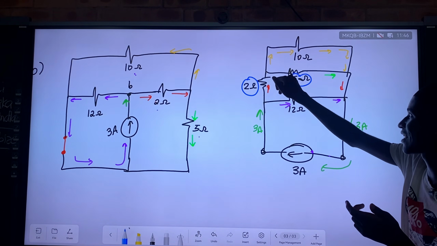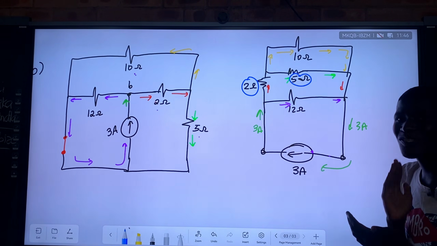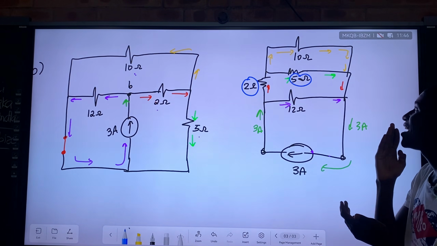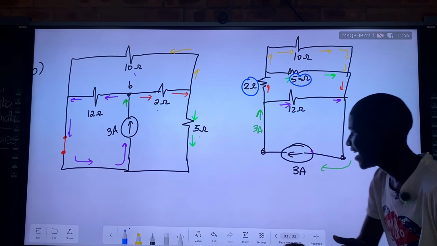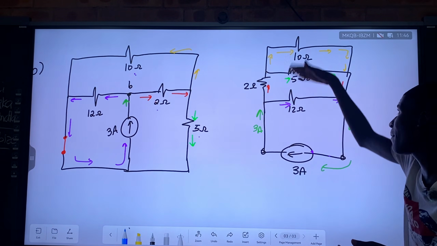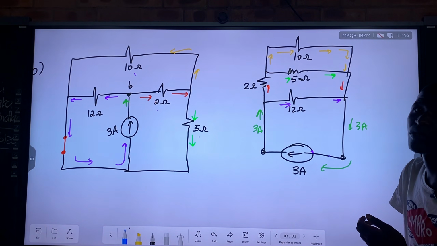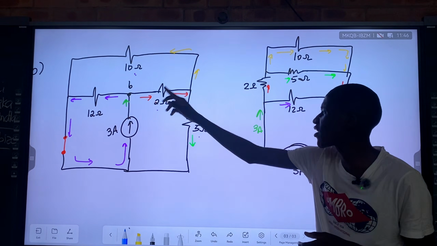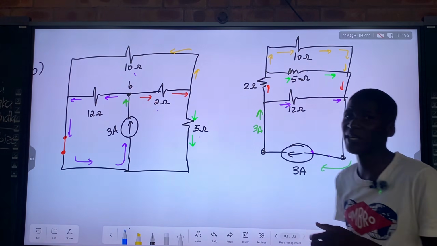Here is the red current, here is the green current. These two currents, they are not in series. These ones are not in series. Do you see that? Yes. This one is not in series with this one. This one is not in series with what another.